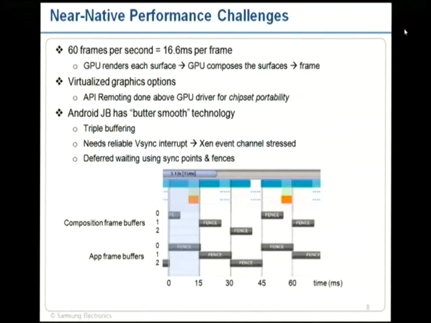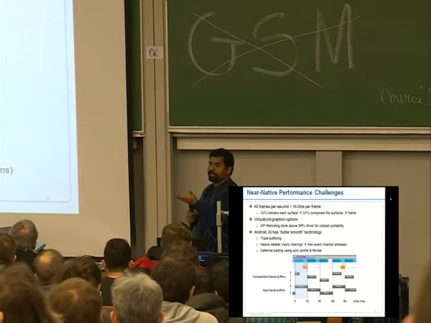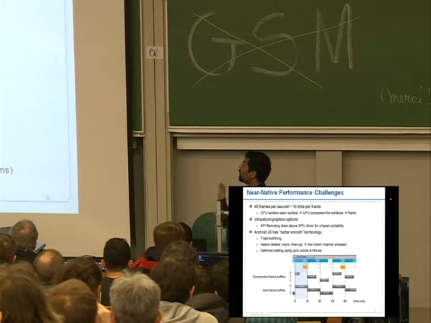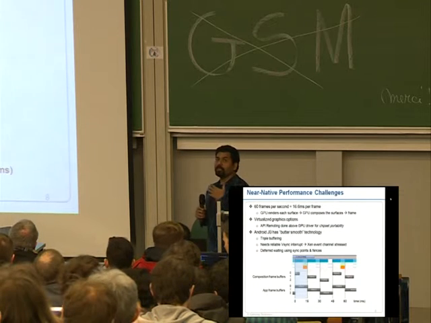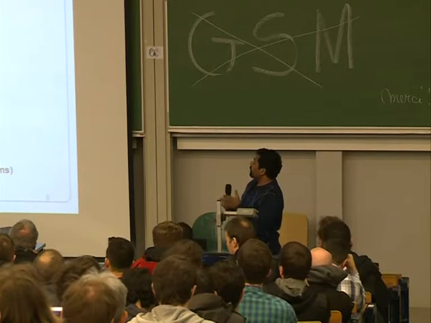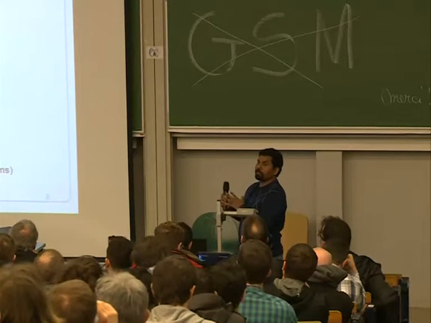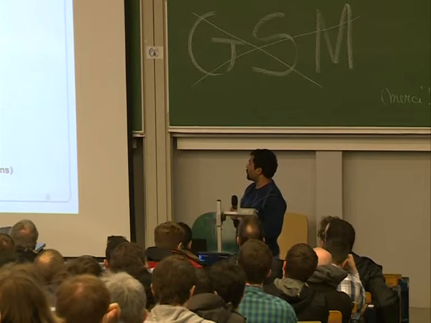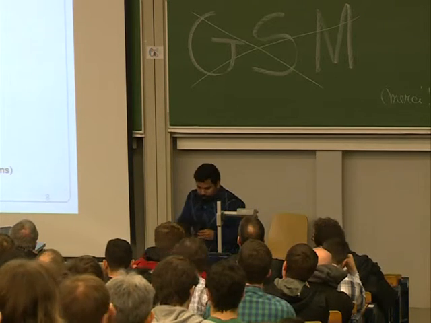So Android's Jelly Bean Butter Smooth technology is triple buffering and vSync interrupts. If you see the vSync interrupt, it's a virtual interrupt in DOM U. So we use the Xen event channel. And when we run a benchmark, the amount of events that pass through are immense. So the event channel is quite stressed. So we had to do some optimizations to make sure that we don't miss vSync interrupts and the performance does not deteriorate.